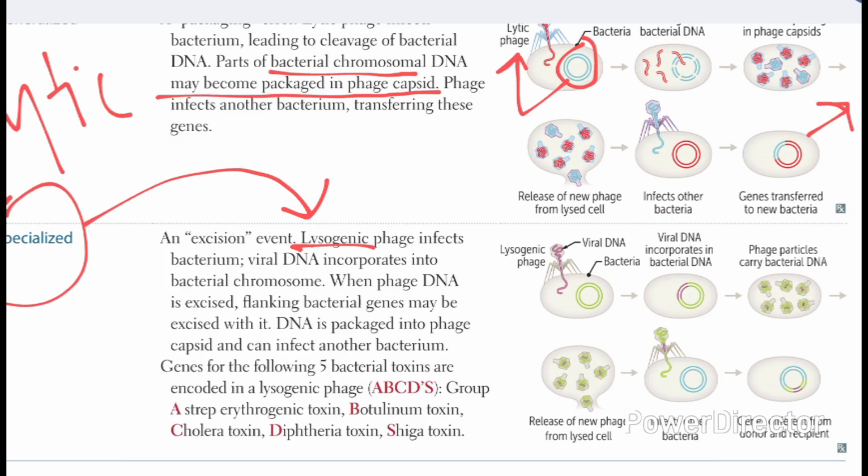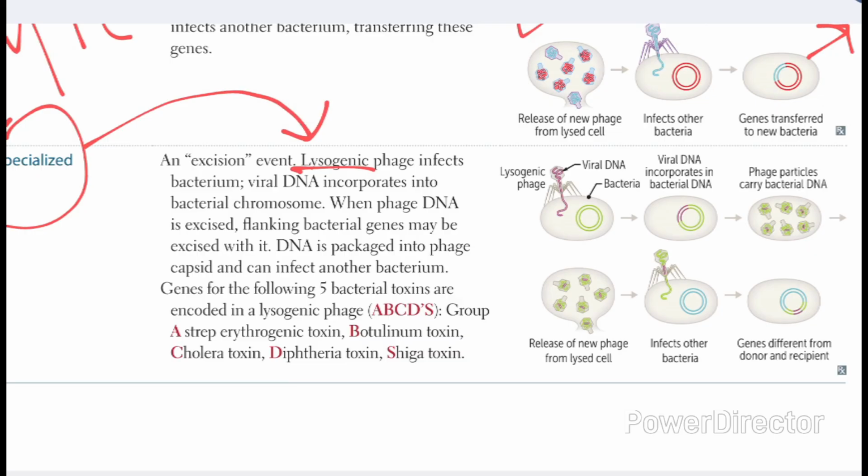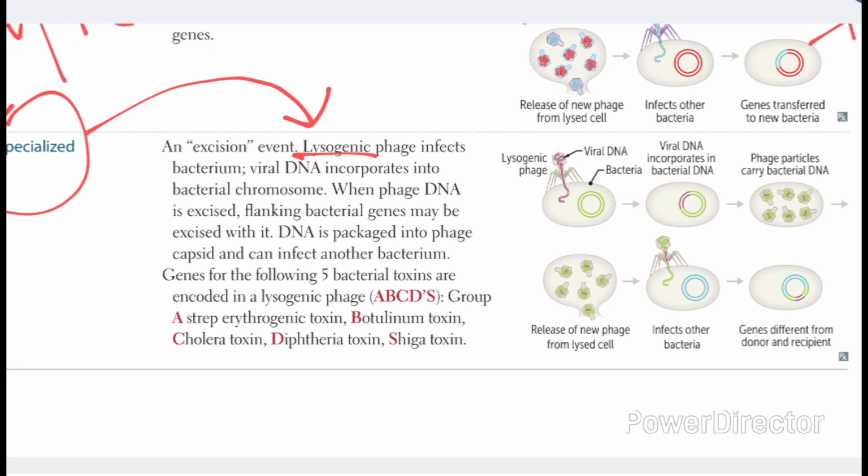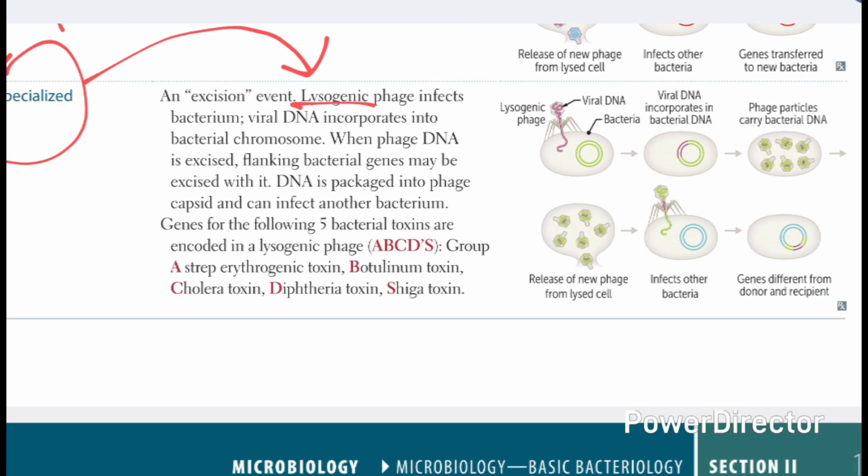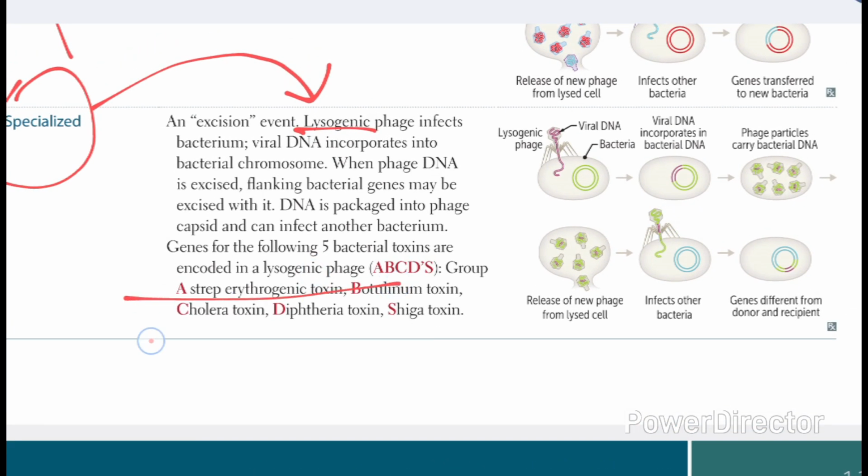But in this process, there is no death of the bacteria. What happens is that the new phage from the lysed cell can infect other bacteria, and the genes that are formed will be different from the donor and the recipient. The genes for the following five bacterial toxins are encoded via the lysogenic phage. These include the group A Streptococcus erythrogenic toxin, the botulism toxin, the cholera toxin, the diphtheria toxin, and the Shiga toxin. These five toxins are important to remember as they are transferred through the lysogenic phage system.